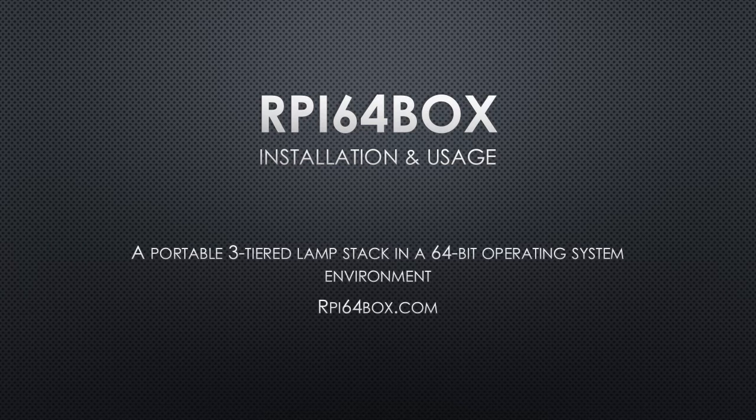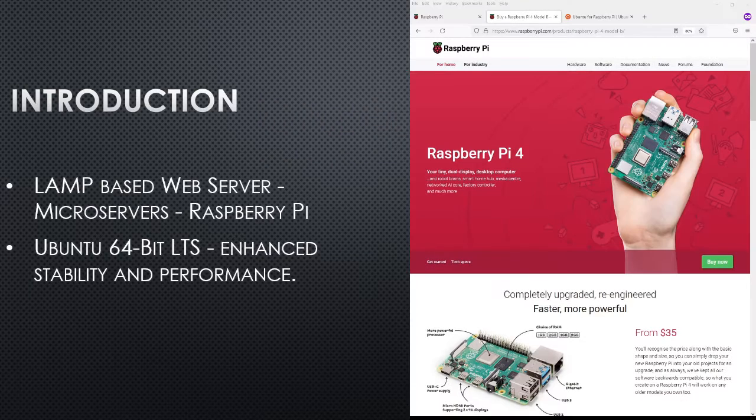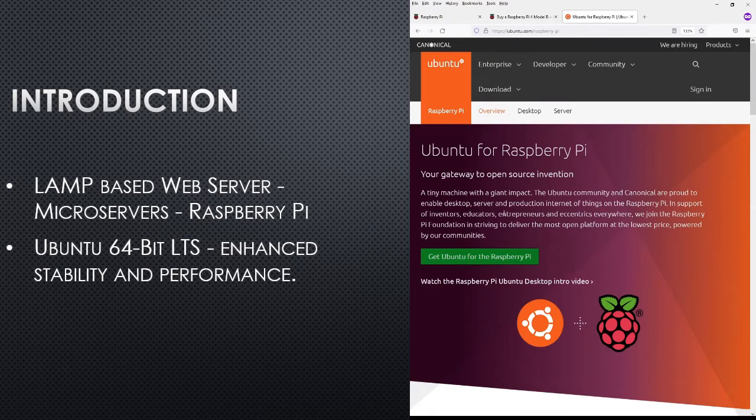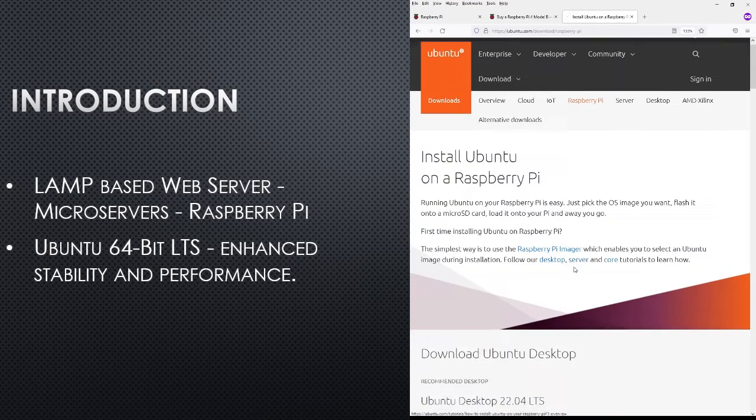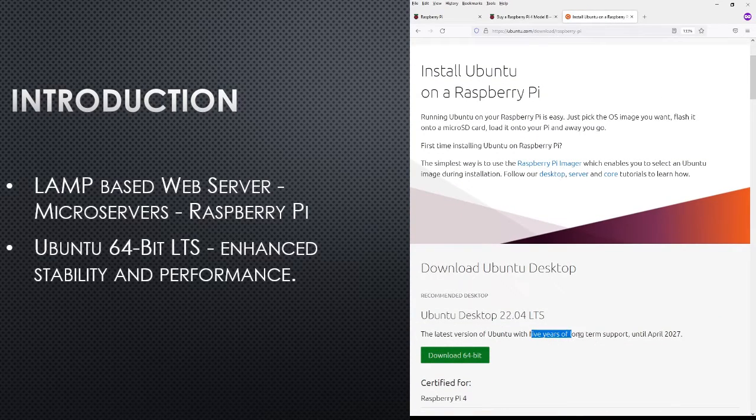Installation and usage of RPI64Box. RPI64Box is a LAMP-based web server environment for microservers like the Raspberry Pi. Built with Ubuntu 64-bit LTS version, it offers enhanced stability and performance.